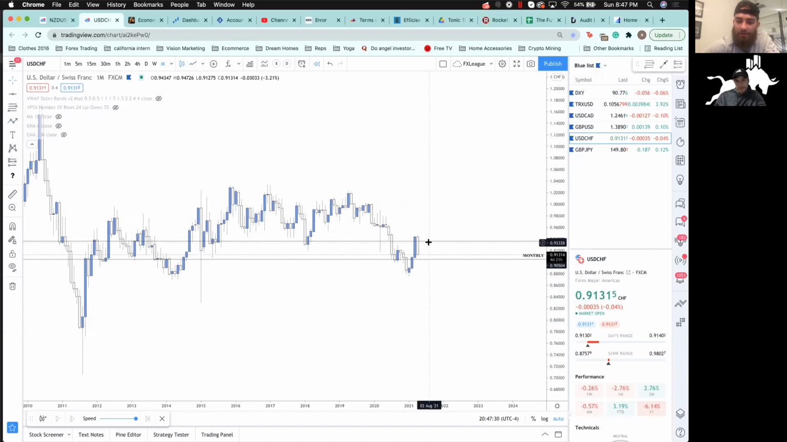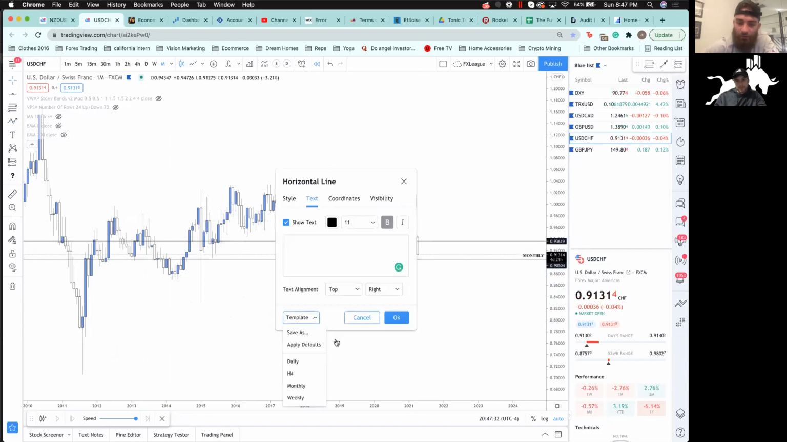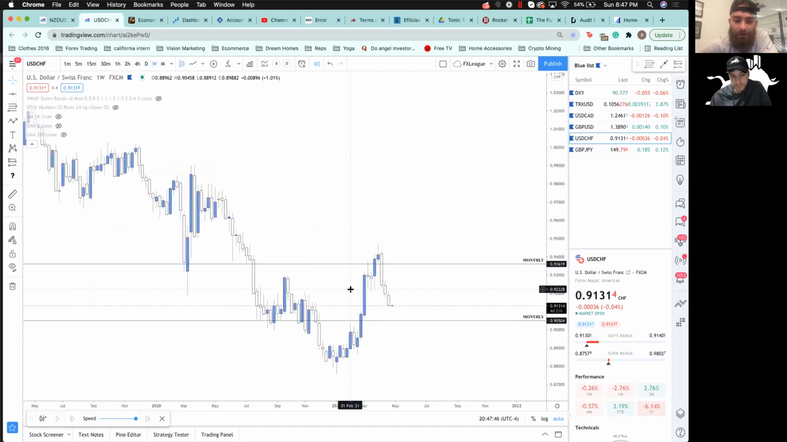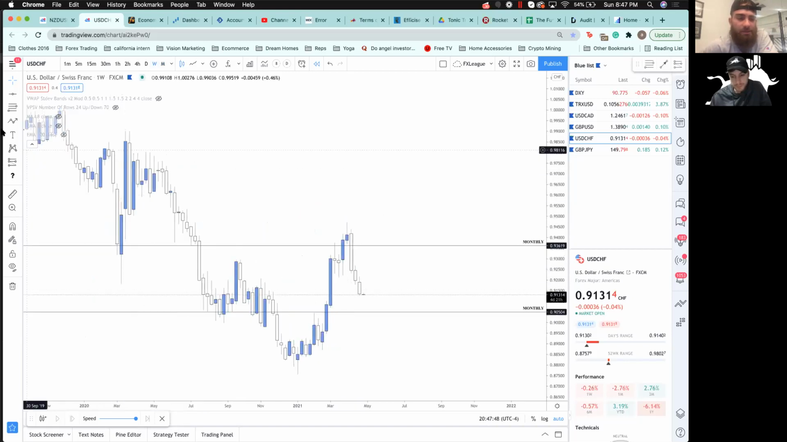So because these monthly levels are so close, I'm not going to mark a weekly level in between. They're only 350 pips apart. So I'm going to leave that on there. And we're going to come down to the weekly. We're going to see what's going on in this time frame.